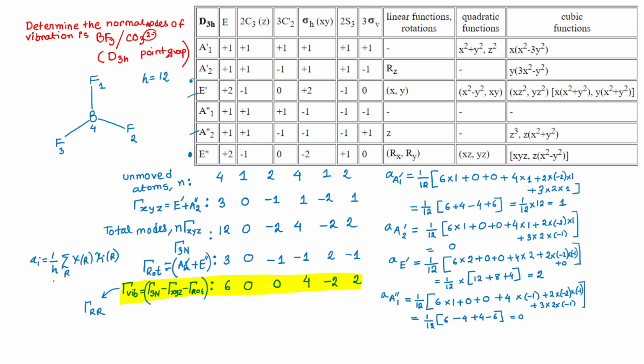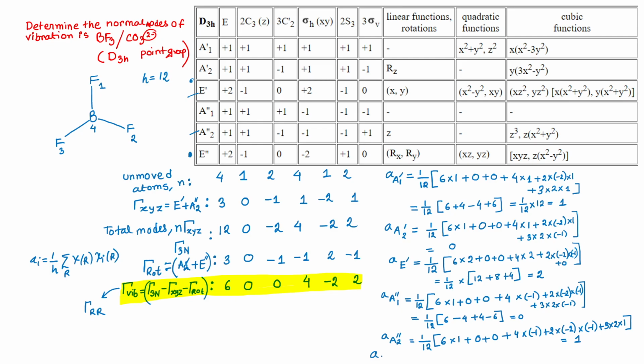What I have done is make some space for A2 double dash, which is going to be 12 [6 into 1] plus 0 plus 0 plus 4 into minus 1 plus 2 into minus 2 into minus 1 plus 3 into 2 into... this will lead to 1.